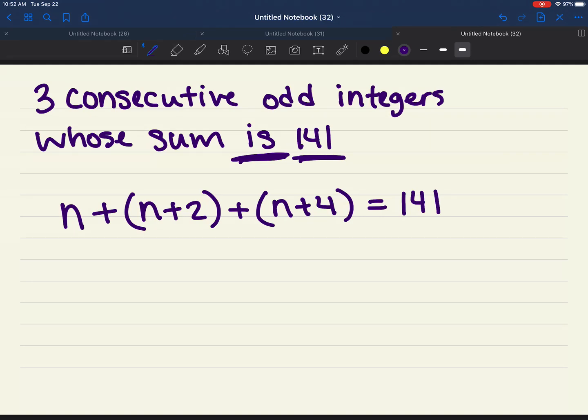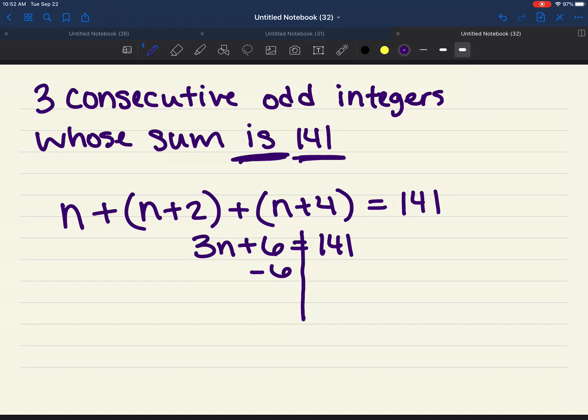Are you capable of solving this? Yeah. Okay? What would you do first? I'm not sure. Sure you are. What would you do with all those n's? Add them together. What's n plus n plus n? 3N. What's 2 plus 4? 6. Okay? Now solve for n.